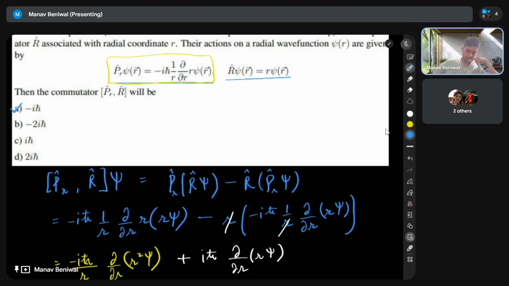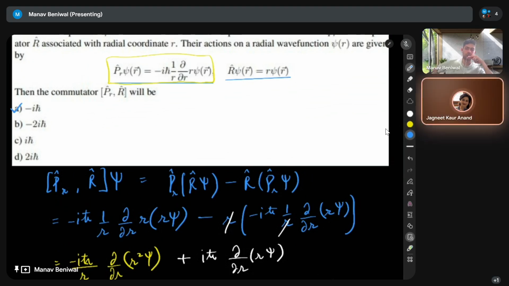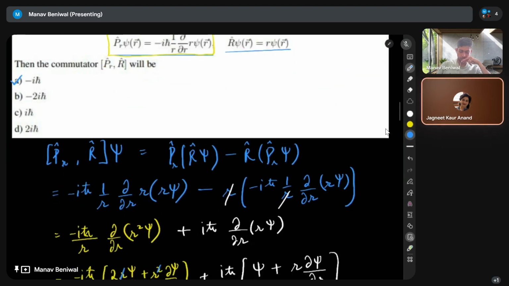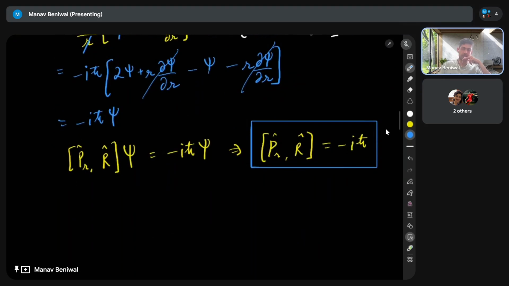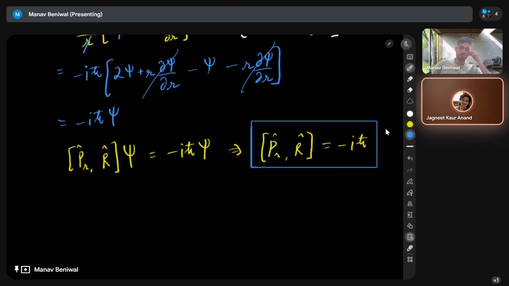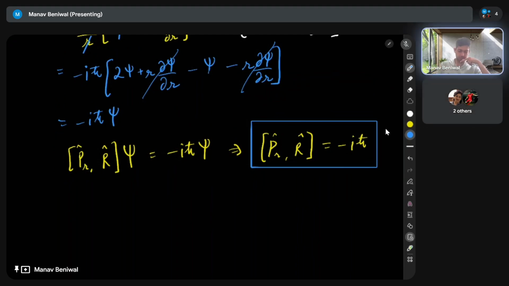But their commutator is an eigenvalue equation, this equation, right? Yes, this is an eigenvalue equation. However, you can see the eigenvalue is not real, so this will not correspond to any observable. It will not be some form of energy or momentum, and we cannot associate it with some physical quantity. That means this commutator is not a Hermitian operator.